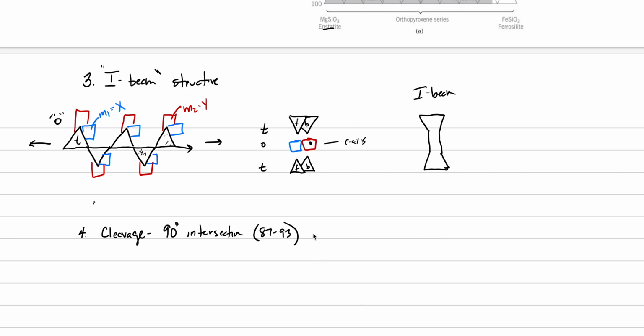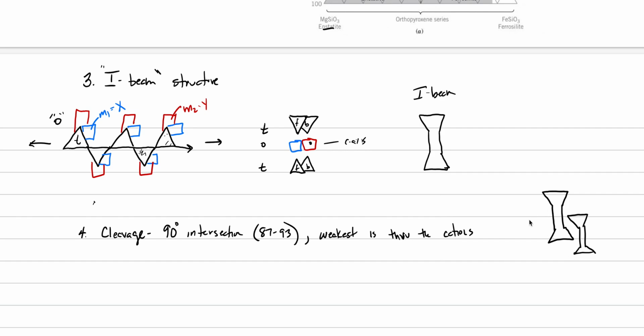And the reason why it happens is because the weakest part of the pyroxene structure is through the cations. The weakest part of the structure is through the cations, so it'll break through the cations. So if we were to draw a bunch of I-beams in the way that they stack together, this is what we would draw. We would draw one I-beam, and then here's another I-beam.